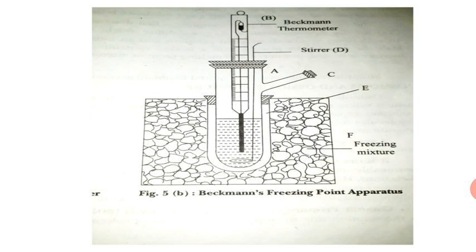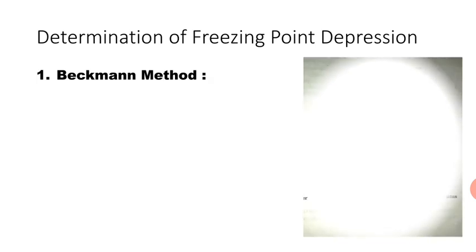because of the principle that when a non-volatile solute is added to the solvent, vapor pressure decreases. As a result, there is an elevation in boiling point and a decrease in freezing point. So by using the same principle, let us see how to determine the depression in freezing point. Now, the determination of freezing point depression by the Beckman method.